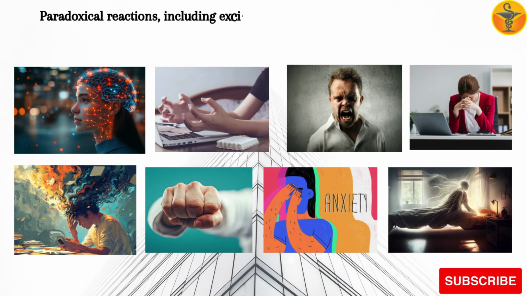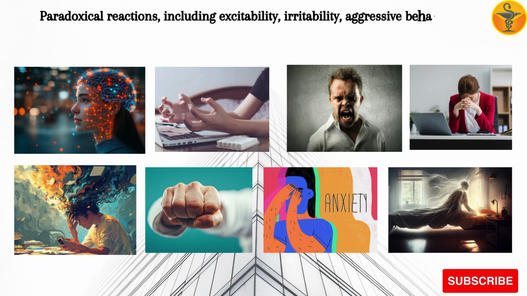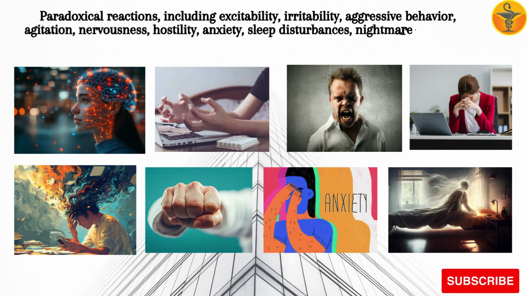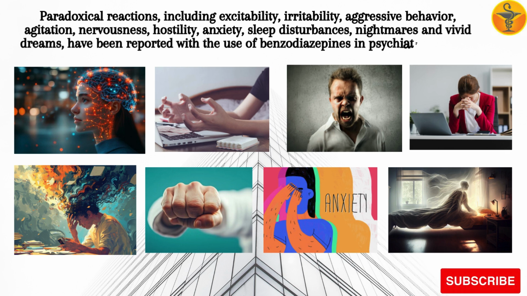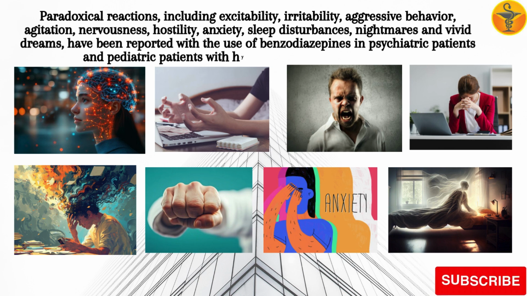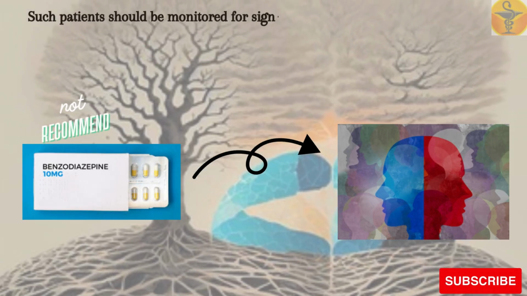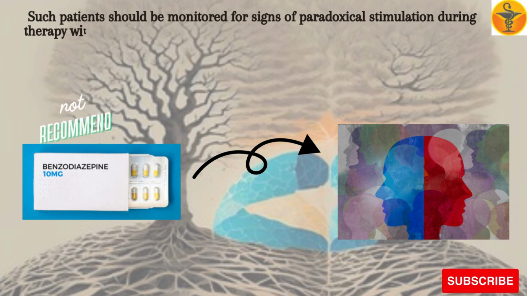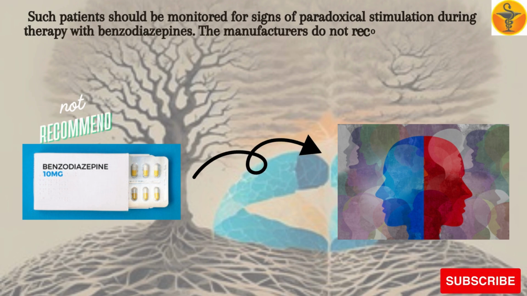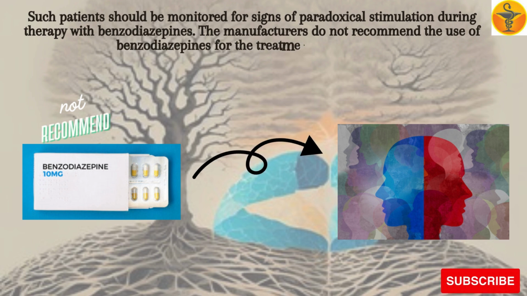Paradoxical reactions, including excitability, irritability, aggressive behavior, agitation, nervousness, hostility, anxiety, sleep disturbances, nightmares and vivid dreams, have been reported with the use of benzodiazepines in psychiatric patients and pediatric patients with hyperactive aggressive disorders. Such patients should be monitored for signs of paradoxical stimulation during therapy with benzodiazepines. The manufacturers do not recommend the use of benzodiazepines for the treatment of psychosis.